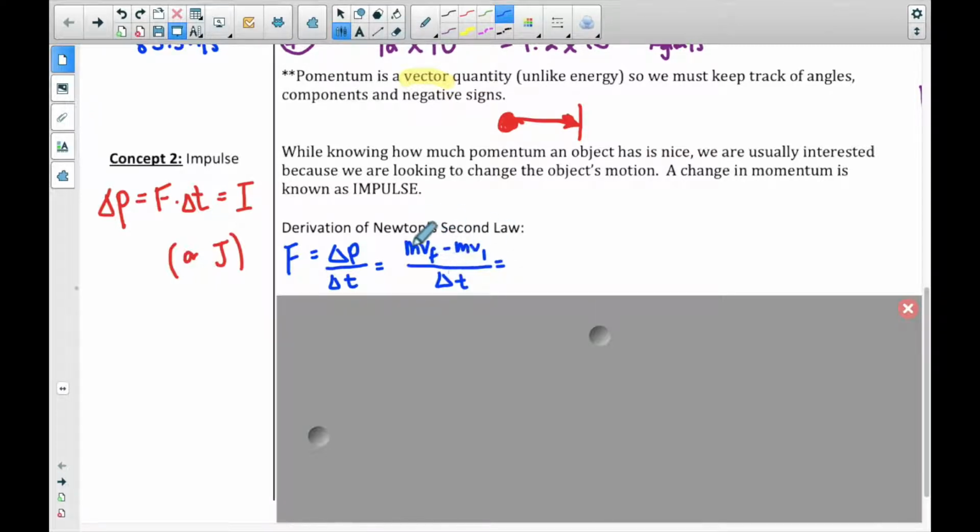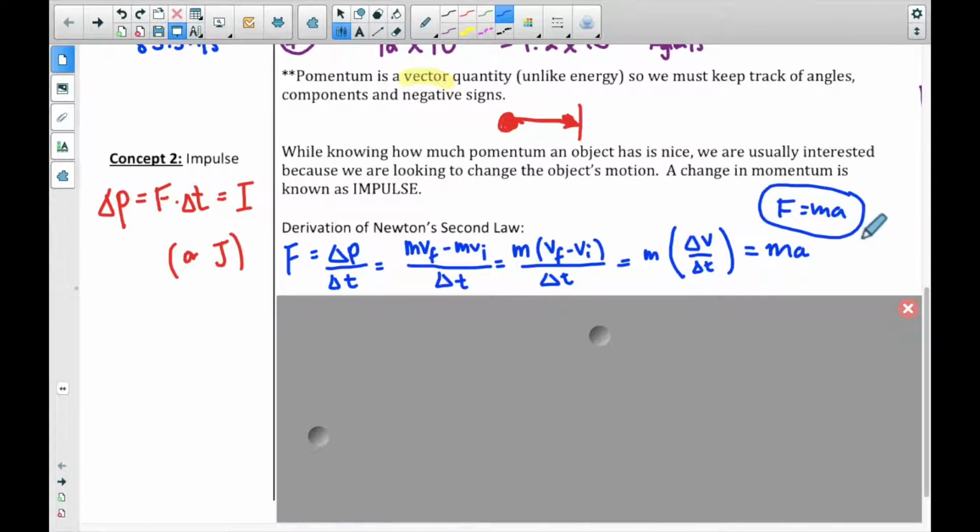And so now we can also factor out our m, because it's the same object, the same mass that's moving the whole time. If we factor out our m, we get m times v final minus v initial, still over change in time. I can rearrange that and say mass times change in velocity over change in time. Well, what's change in velocity over change in time? It's acceleration. And so we get back to F equals ma, which is what we know of as force.